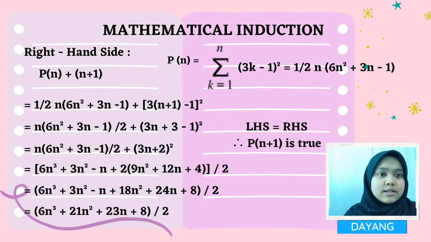So next is the right hand side. We use the formula Pn plus the (n plus 1) term, where Pn is 1 over 2 n times (6n squared plus 3n minus 1), and no need to substitute the n with n plus 1. The (n plus 1) term comes from (3k minus 1) squared, where we substitute k with n plus 1. At the third equation, we can expand (3n plus 2) squared and multiply with 2 because the denominator must equal 2. So the answer is the same as the left hand side when we simplify it. So the answer is (6n cubed plus 21n squared plus 23n plus 8) over 2.